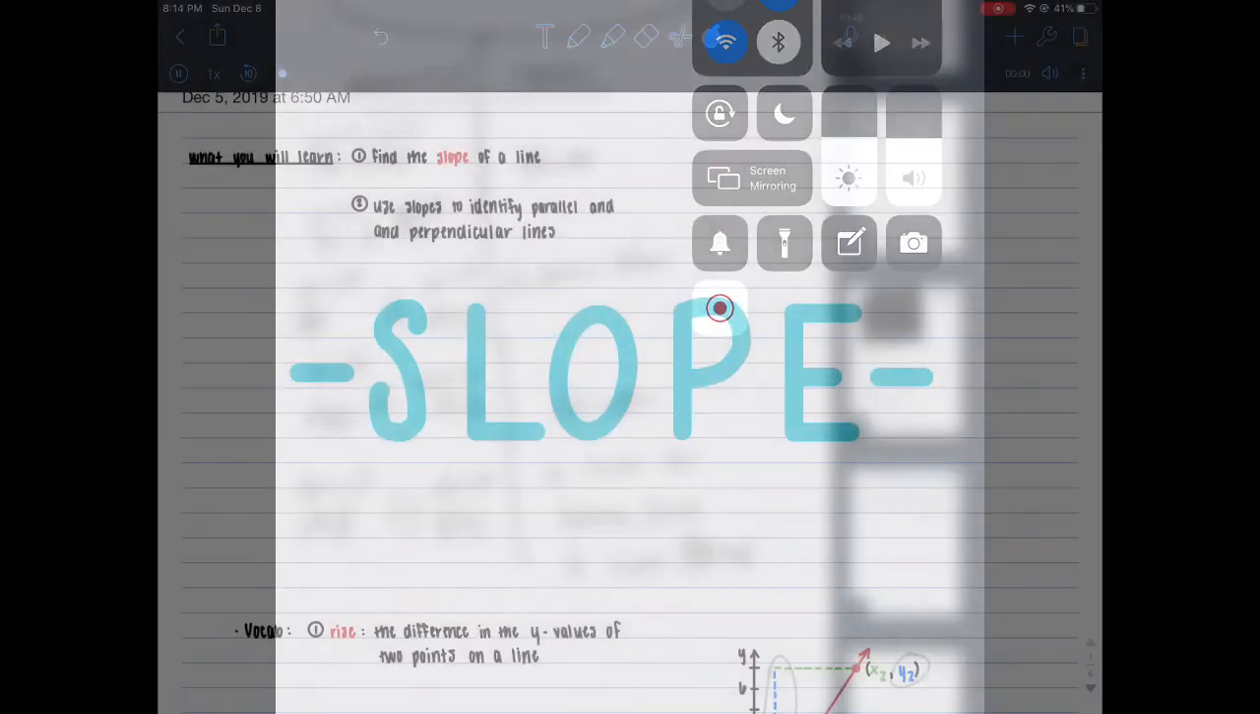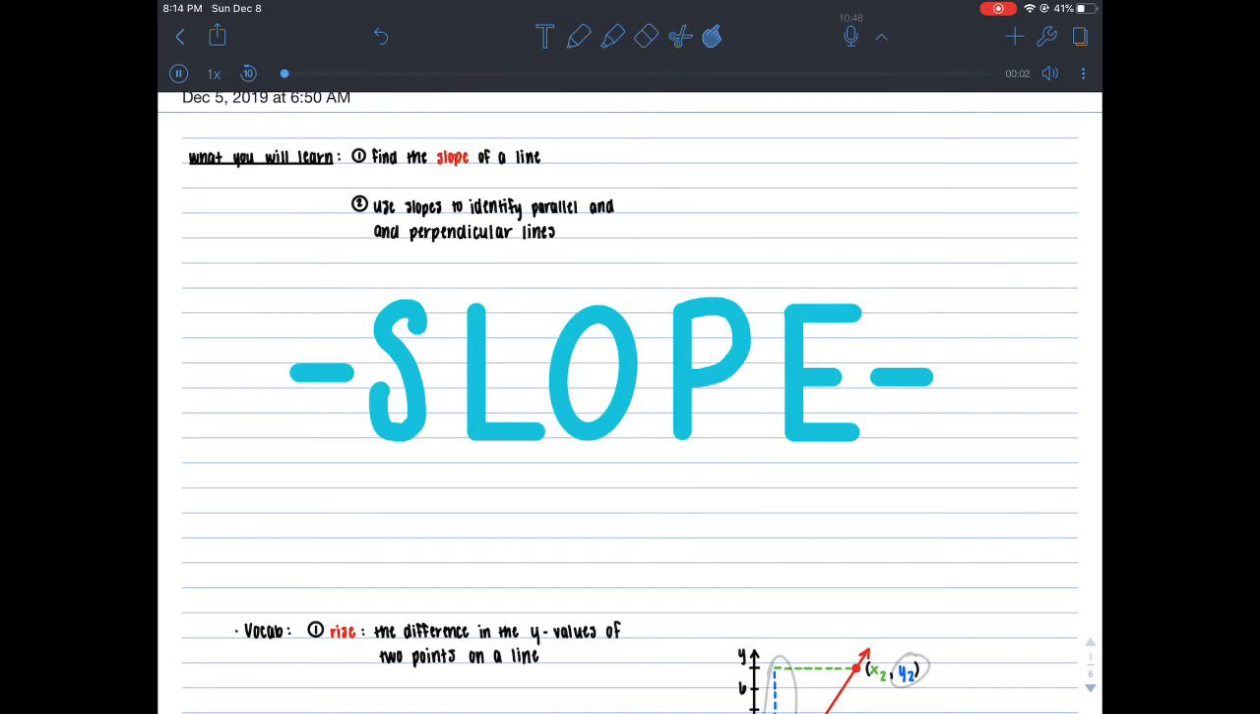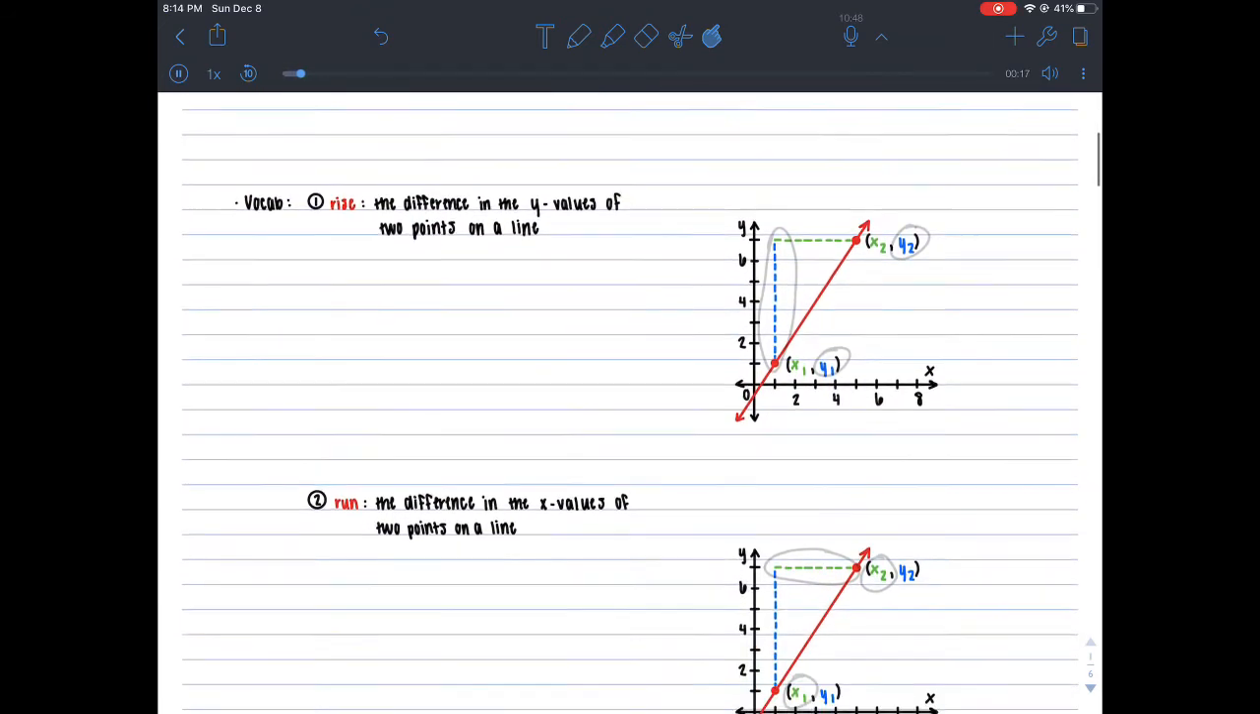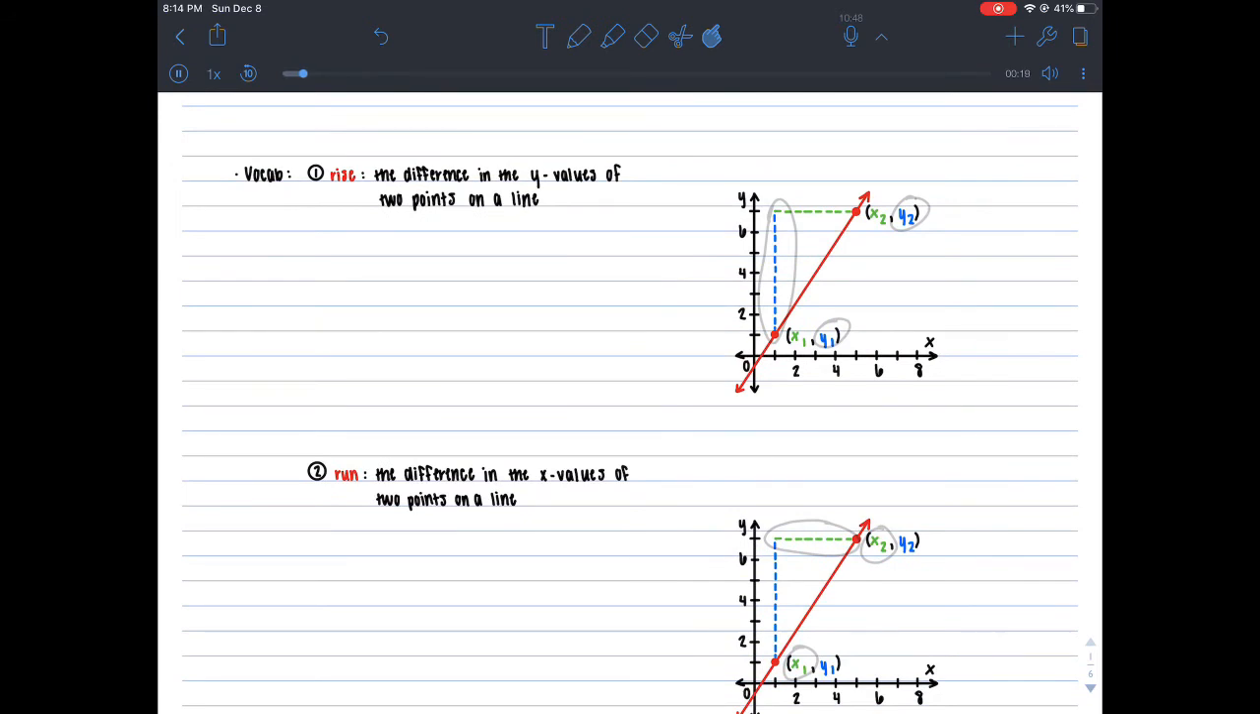I'm Henry. Lesson 3-5. What you will learn. First, you will learn how to find the slope of a line. Then, you will use slopes to identify parallel and perpendicular lines. Before we get started on equations, there is some vocab that you need to know.